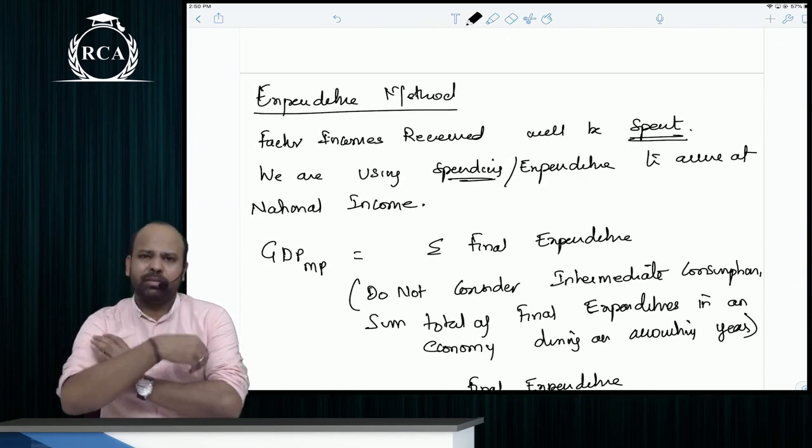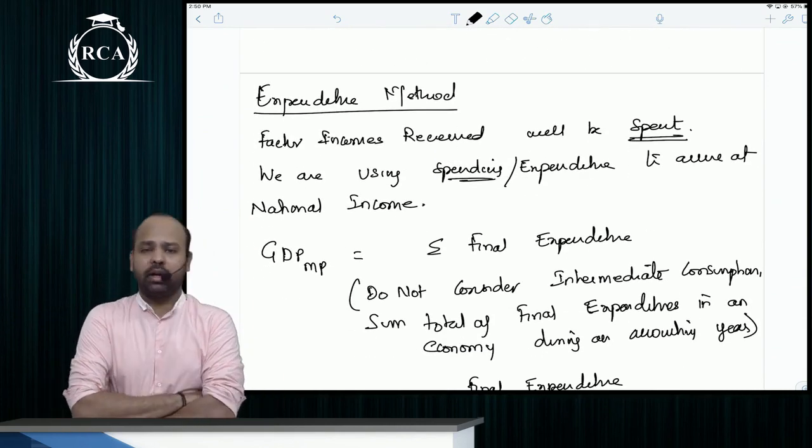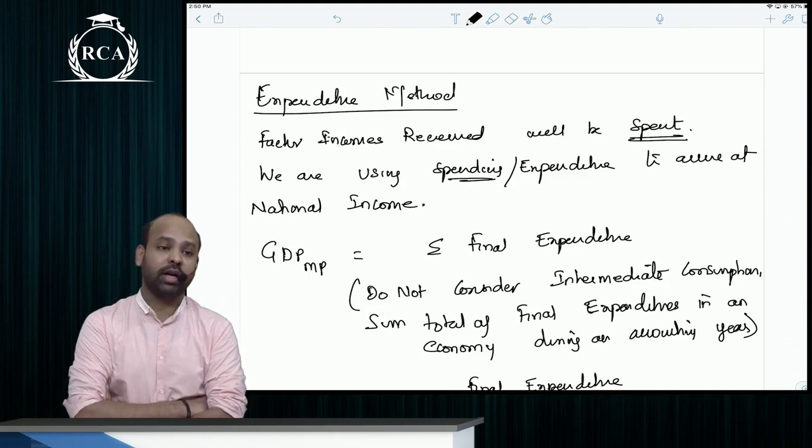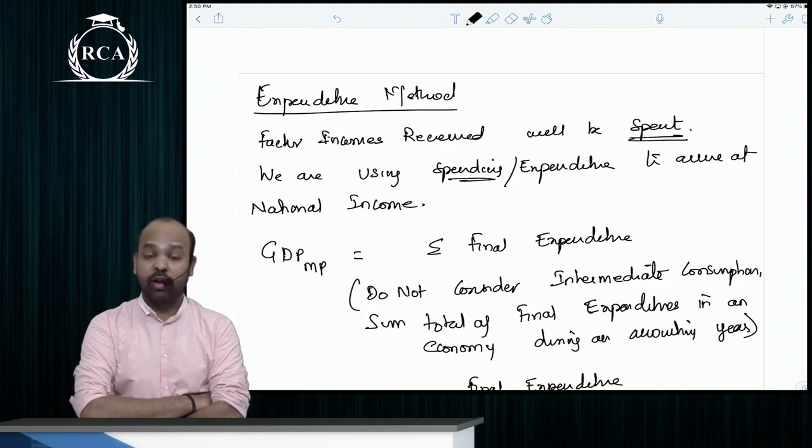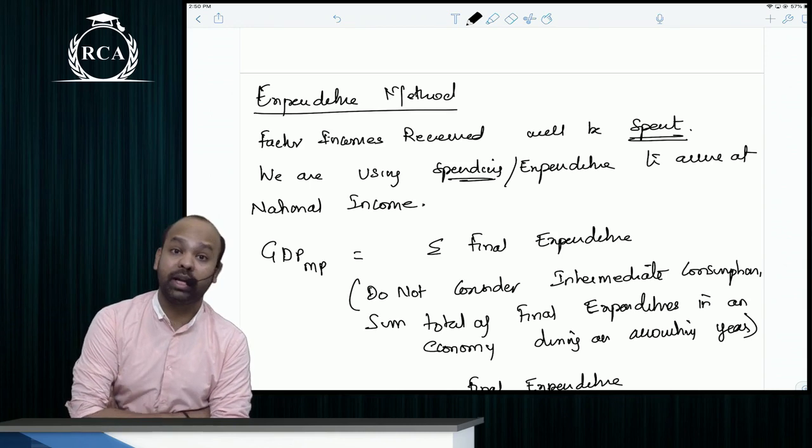Under the expenditure method, we add all the factor incomes received. Whatever the factor incomes are, those are spent. So you take all the expenditure. You'll have to add only final expenditure, not intermediate expenditure.